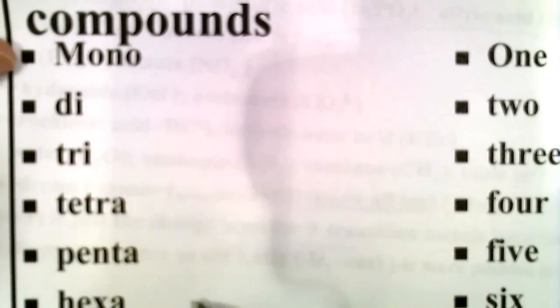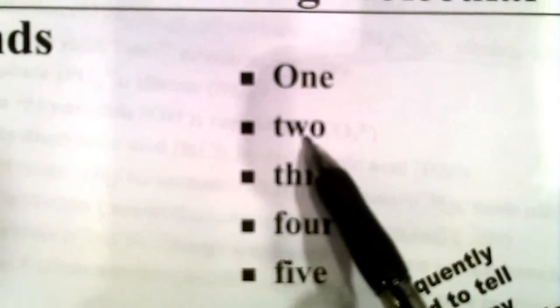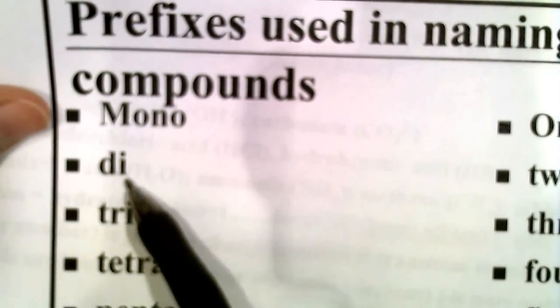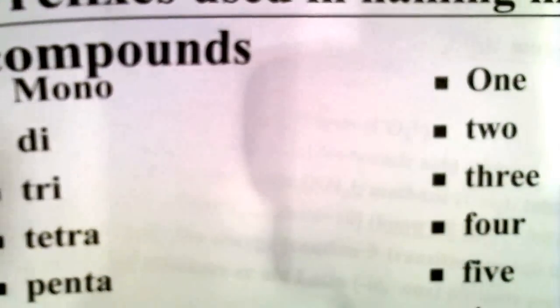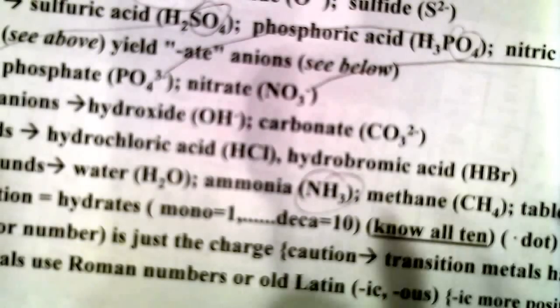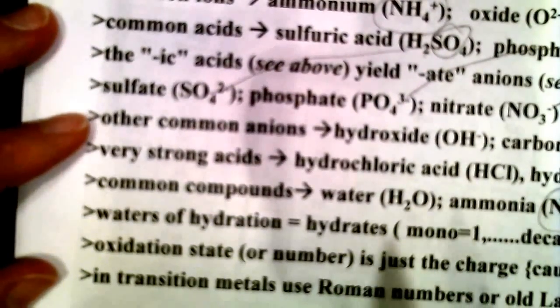If we have 2 water molecules glommed on, 2 would be di, so that would be a dihydrate. 3 would be tri, tetra 4, etc. But these words on the sheet that you were given indicate how many. They're associated with numbers. From mono to deca is 1 to 10. Okay, let's keep going through our rules here.